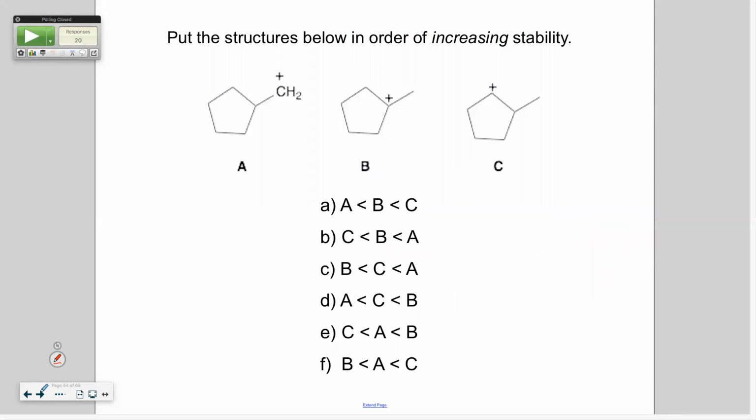Okay, put the structures below in order of increasing stability.